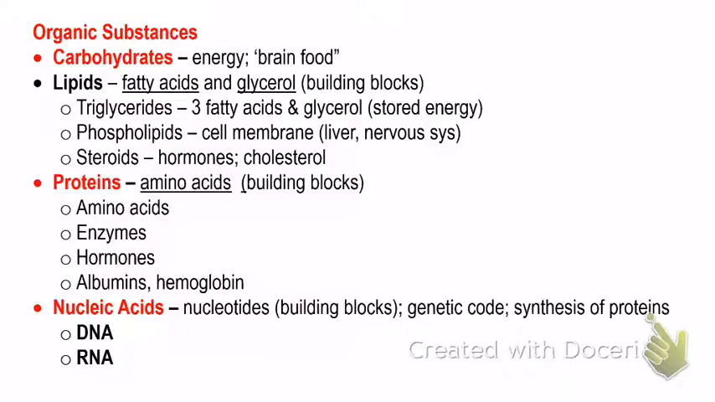Okay, there are 4 organic molecules that all living organisms have got to have, the big 4. And those are carbohydrates, lipids, proteins, and nucleic acids. And so think about this. You've got carbohydrates. Those are going to be complex sugars. So, sugars.